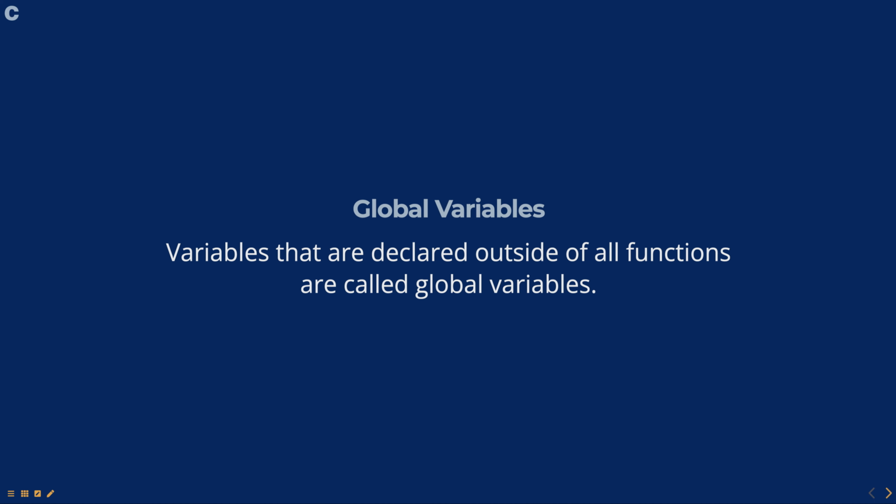Global variables. Variables that are declared outside of all functions are called global variables. They have global scope and are accessible from anywhere in the program. The lifetime of a global variable is throughout the lifetime of the program.